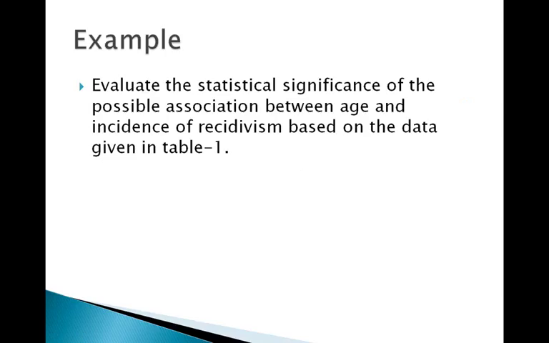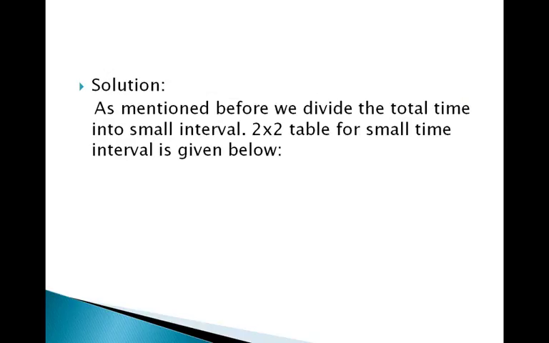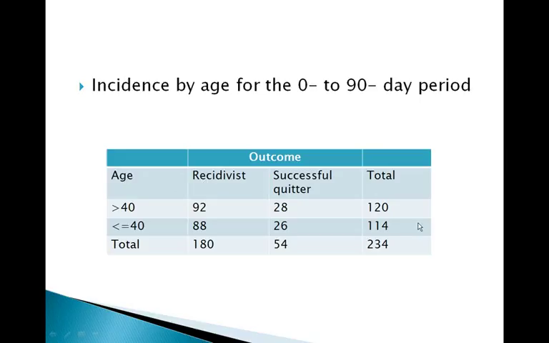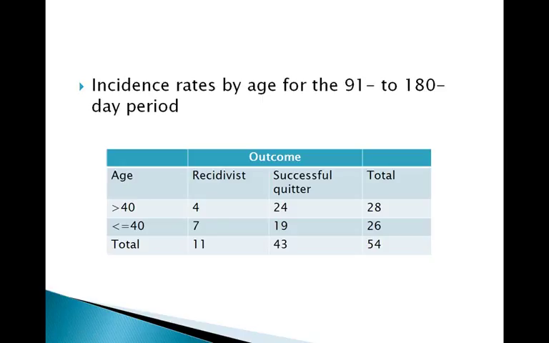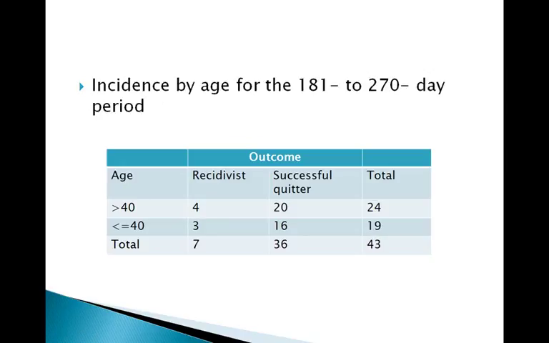To evaluate then the statistical significance of a possible association between age and the incidence of recidivism that we saw in Table 1, we would divide the total time into small intervals and do a 2x2 table for each small time interval, exactly like we saw here. The incidence by age for the 0 to 90 day period would look like the following. For 91 to 180 would look like this. For 181 to 270 would look like this. 271 to 365 would look like this.